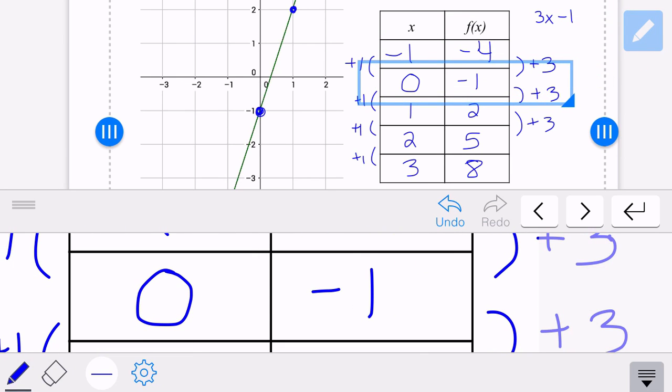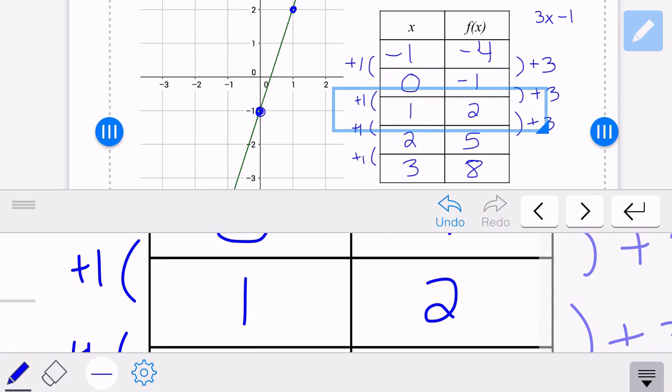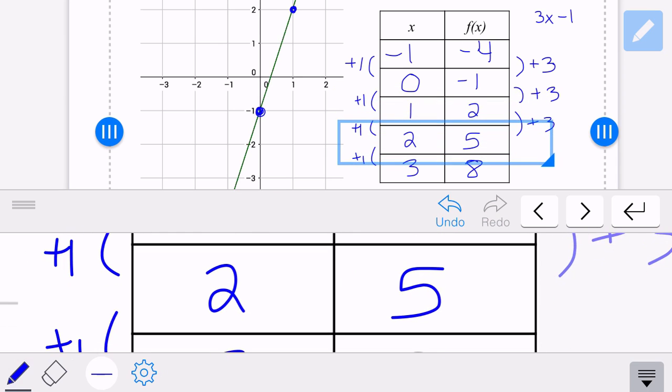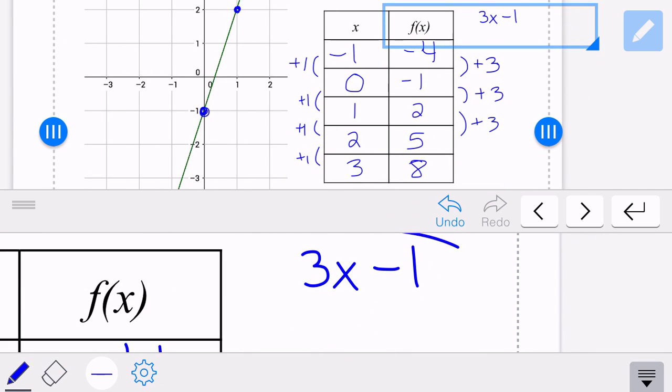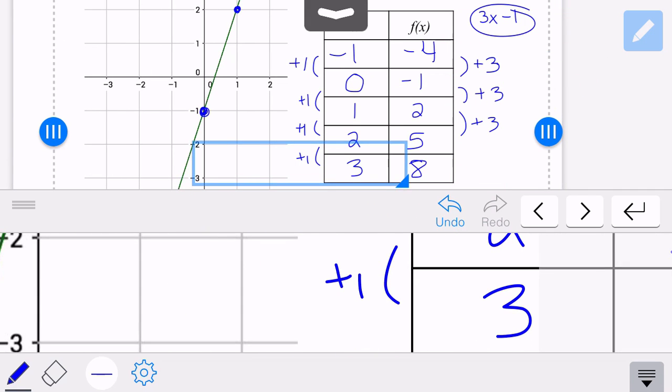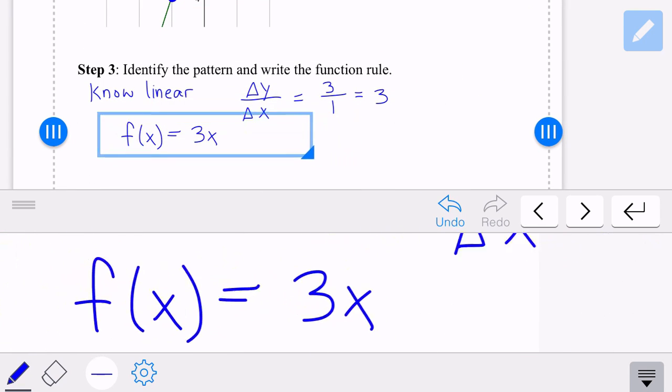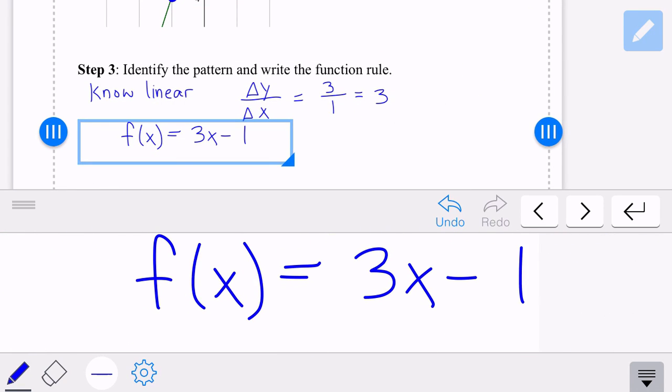If I multiply 0 by 3, that's going to give me 0 still. And then take away 1. Yep, that gives me negative 1, so that's good so far. Let's look at the next one. If I plug in 1, 3 times 1 gives me 3. Take away 1, going to give me 2, so that's good. 2 times 3 is 6, minus 1 gives me 5, good. 3 times 3 is 9, take away 1 gives me 8, so that's going to be our function. So then we can go ahead and put that down here. We have 3x minus 1.